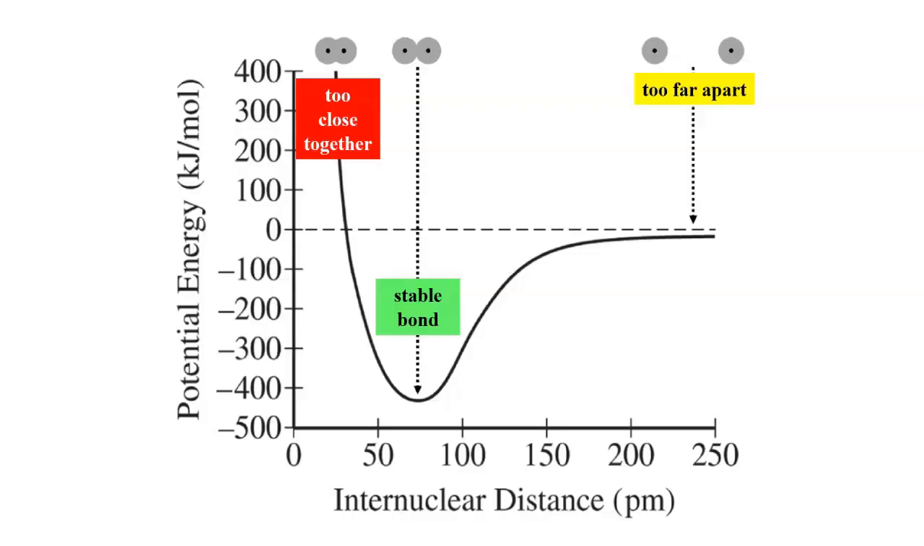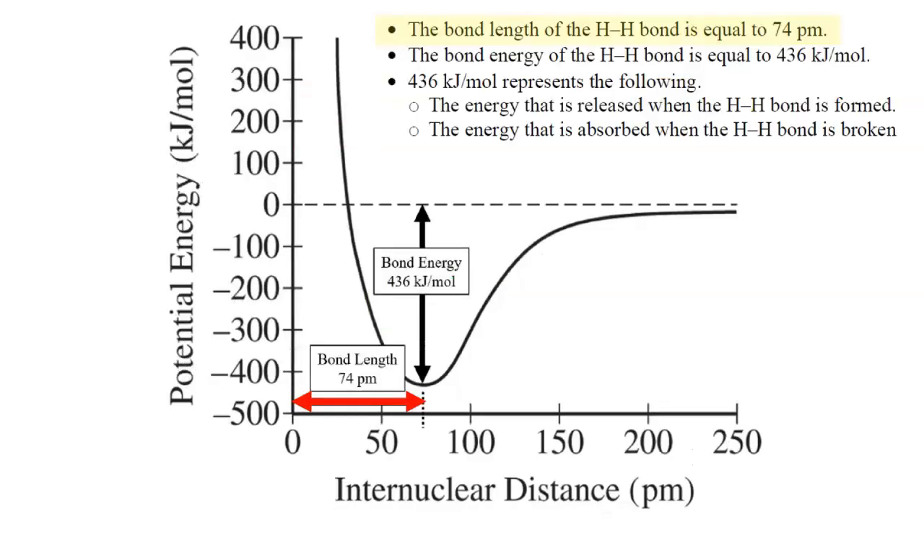Now, looking at this curve, there are two properties of a bond for us to consider. There is the bond length, which would be the location on the x-axis of that minimum in potential energy. When I teach this concept in class, I often refer to that minimum in potential energy as the valley, so I might use that phrase from time to time. So the location of that valley on the x-axis is the bond length.